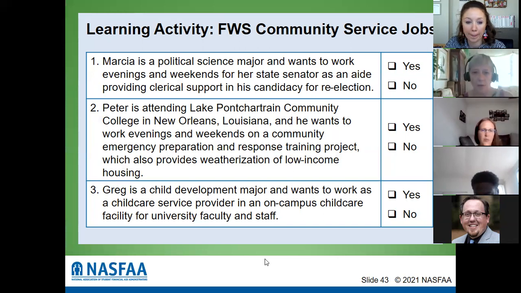Greg is a child development major and wants to work as a child care service provider in an on-campus child care facility for university faculty and staff. We have a no, we have a yes, we have a no. Yeah, this one's a little confusing. It's actually going to be no. And that is because in order for on-campus child care services to meet the definition of community service, the child care facility must be open and advertised to the local community beyond just the university campus and its employees.